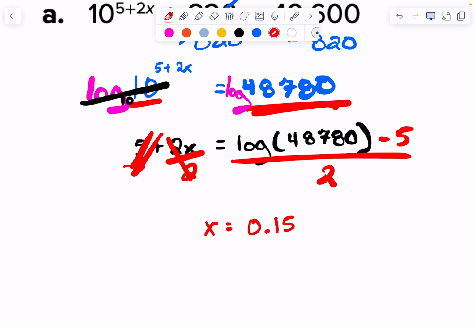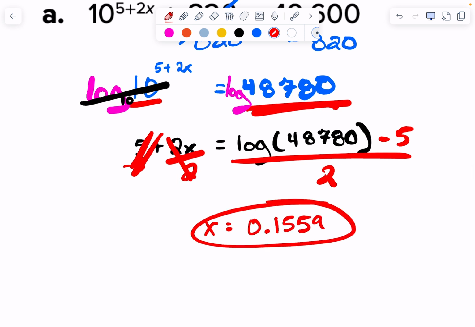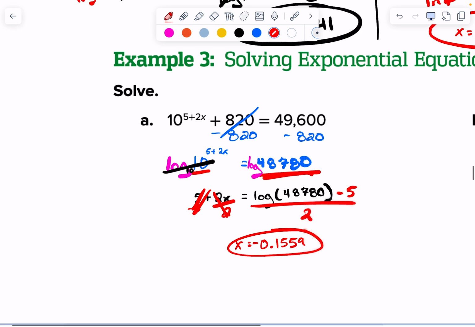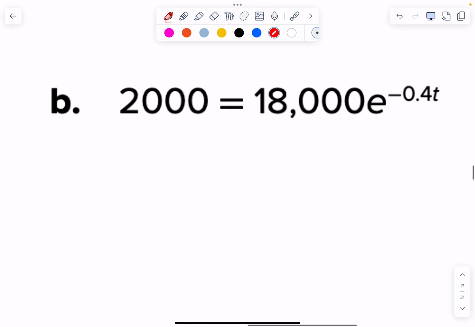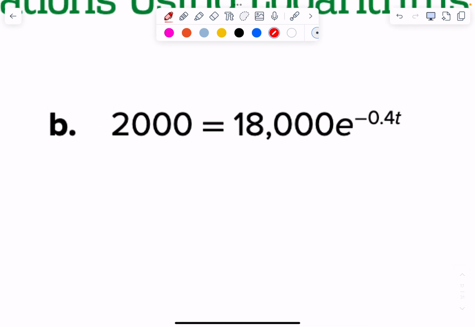Negative 0.1559. Okay, we'll take it. You see how that works? You do all your algebra stuff first. Then you insert your logs when you're absolutely out of anything. All right, now what?